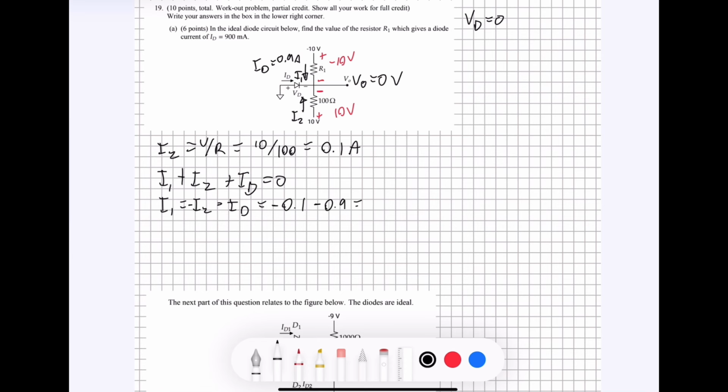And when you subtract those from each other, you get negative 1 amp for the current, which means that it's not actually going in this direction, it's going to be going in the opposite direction like this.